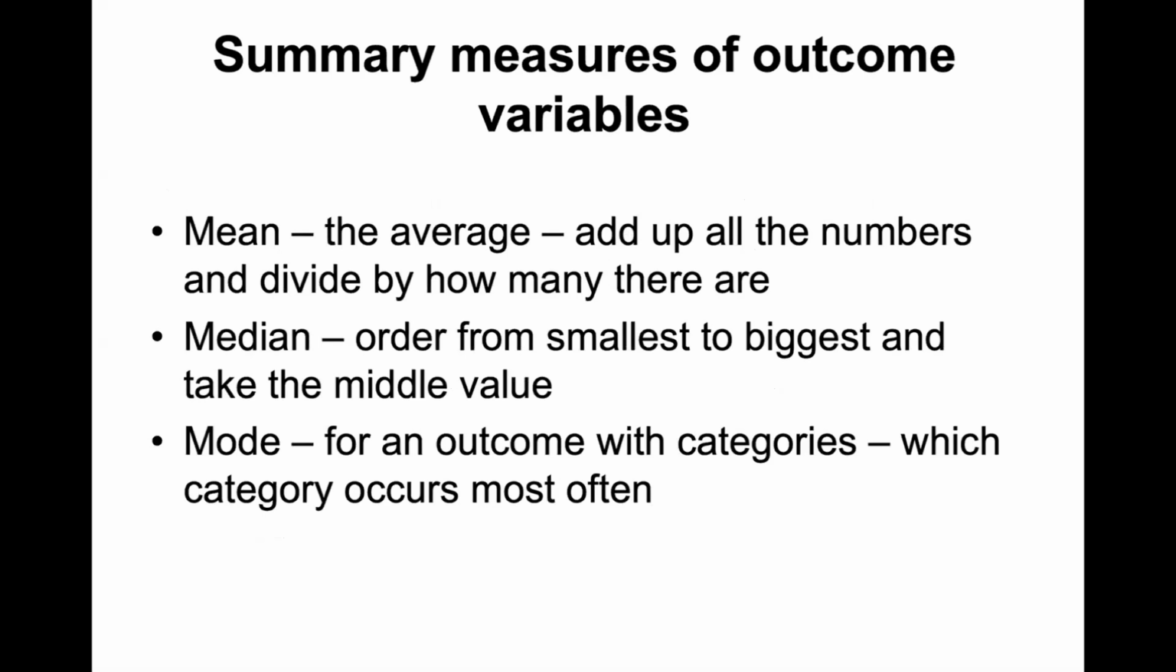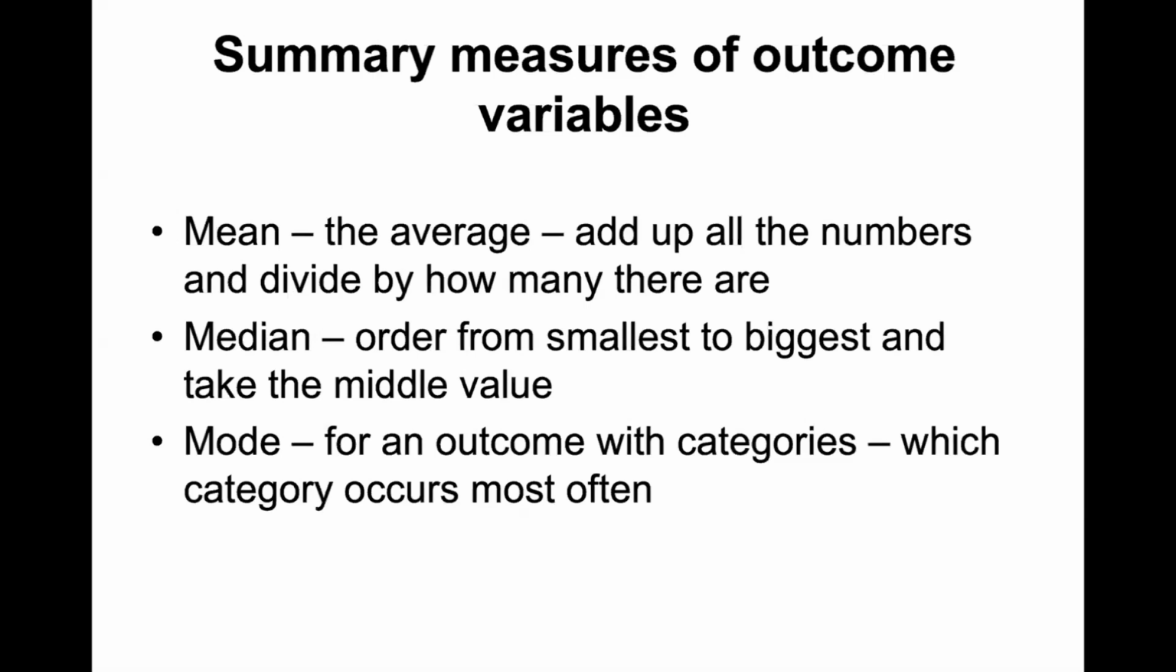Okay. So again, the mean is also known as the average. You add up all the numbers and you divide by how many there are. Median, you order from smallest to biggest, and you take the middle value. And the mode, oh, I forgot about the mode. The most occurring outcome. So like favorite color would be blue. But I think these are just for continuous variables. So just numerical.